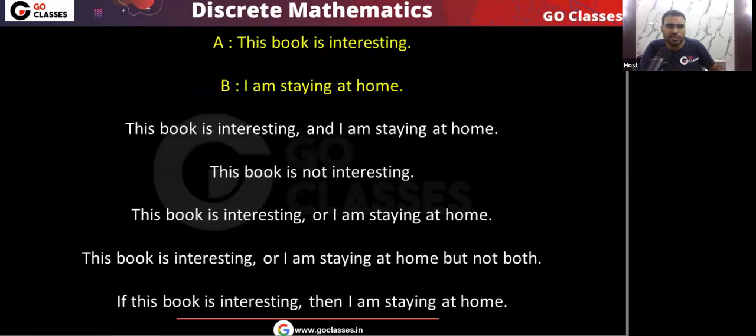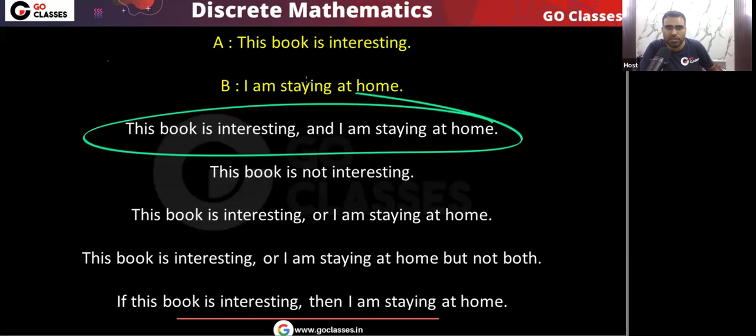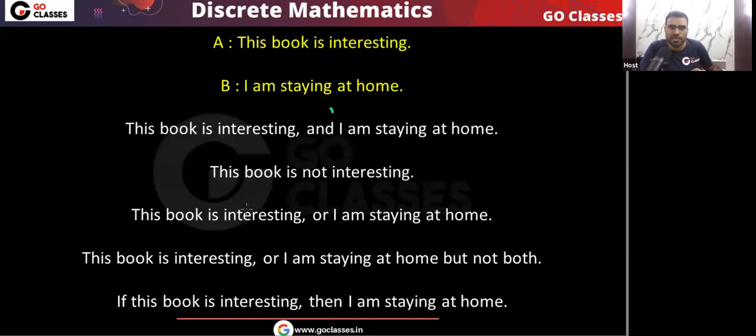For example, consider this statement and consider this statement. We have statement A, that is, this book is interesting. Another statement B, that is, I'm staying at home. So we have two propositions. Now what we can do, with the help of logical connectives, is create a new proposition. With the help of a logical connective, we can create a new statement. Is this clear? Very simple.